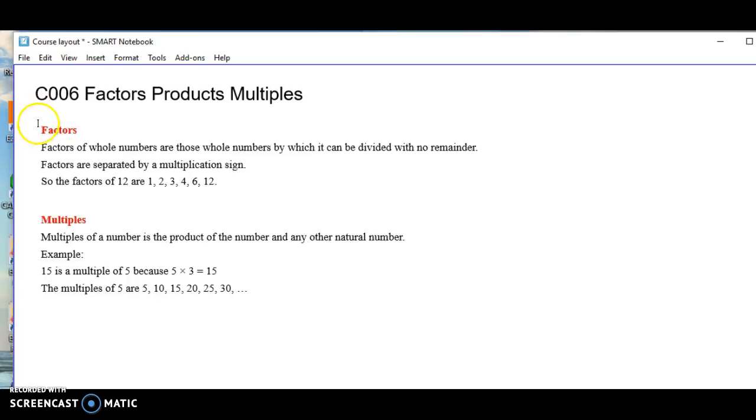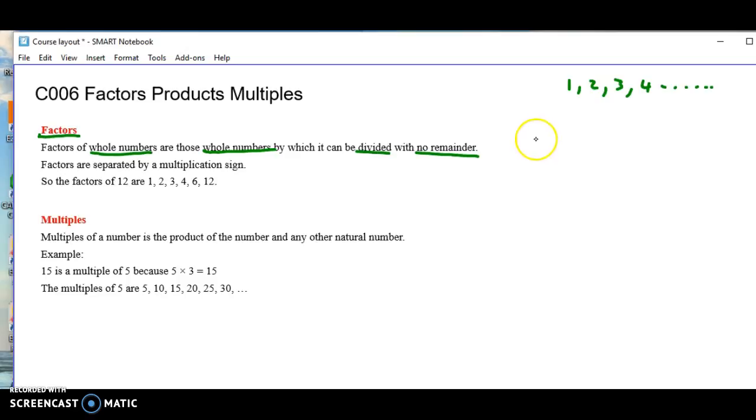So we are going to focus on a bit of terminology, and one of the terms we're going to look at is a factor. What is a factor? Well, they use the words whole number. And remember, what are whole numbers? Whole numbers are 1, 2, 3, 4, and so on. Those are whole numbers by which it can be divided with no remainder.